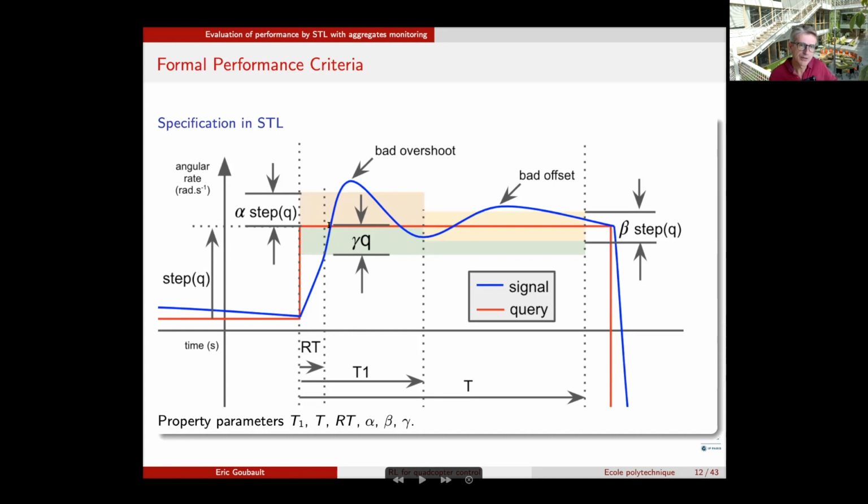We're going to try to observe the bad overshoots, the ones which go above some percentage alpha of the query q for some duration between the rising time and some fixed duration t1. And we're going to observe on the plateau from t1 to the end of the plateau how much offset you may have. So can you be up or down with respect to the query q by some factor beta for some amount of time. So we're going to observe overshoot, offset, and rising time.